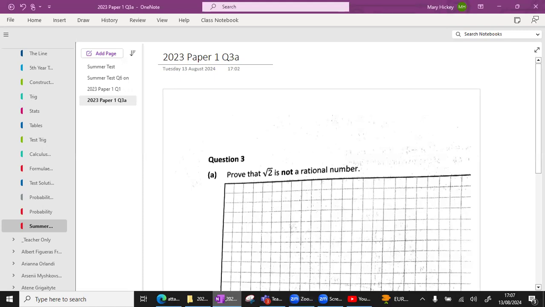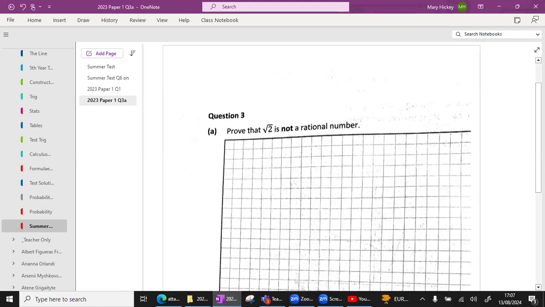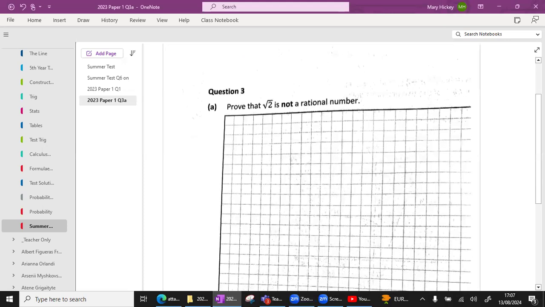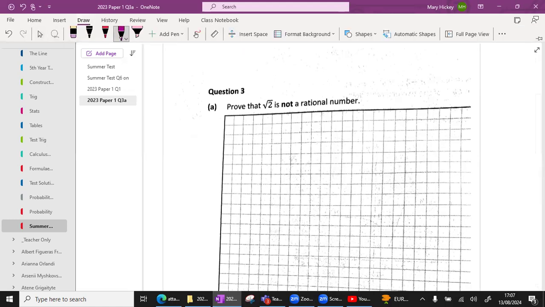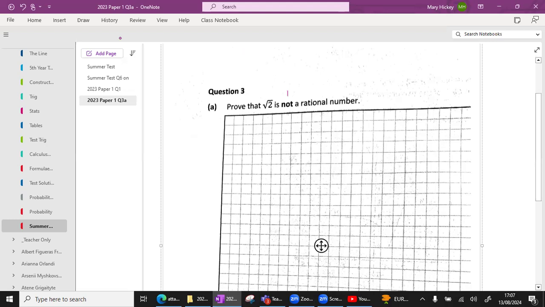So 2023 paper 1 question 3a is the next on the list. Prove that the root of 2 is not a rational number. Now, another way of saying not rational is irrational. So we could rephrase this question and say, prove that the root of 2 is irrational. Now, what does that actually mean?